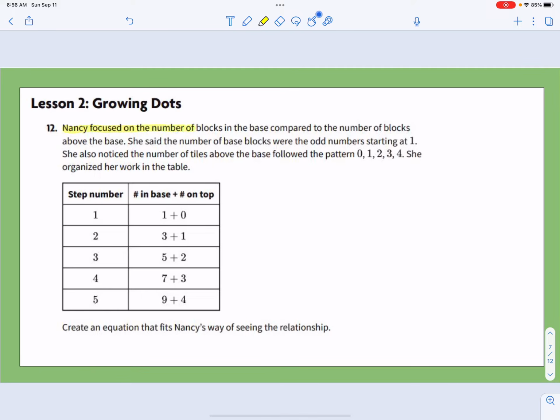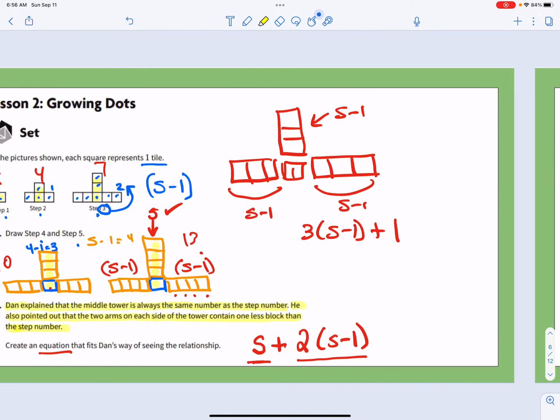Nancy focused on the number of blocks in the base compared to the number of blocks above the base. So she looked at something like this. She said, okay, well, here's 1. Like that's step 2, right? So she said, let's look at the number of blocks on the bottom of the base. There's 3 right there, and the number on top is 1. Okay, so that's what she saw there. She said the number of base blocks were the odd numbers starting at 1. Let's take a look. Is that true?